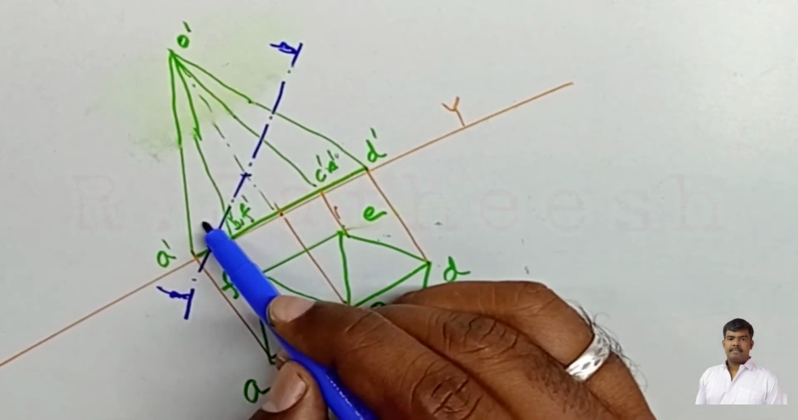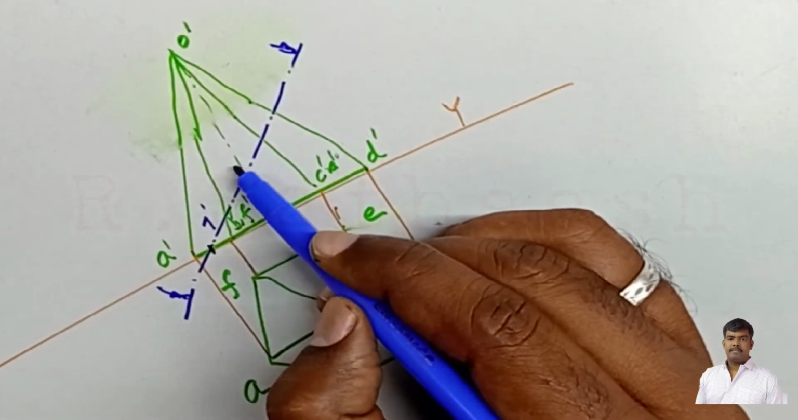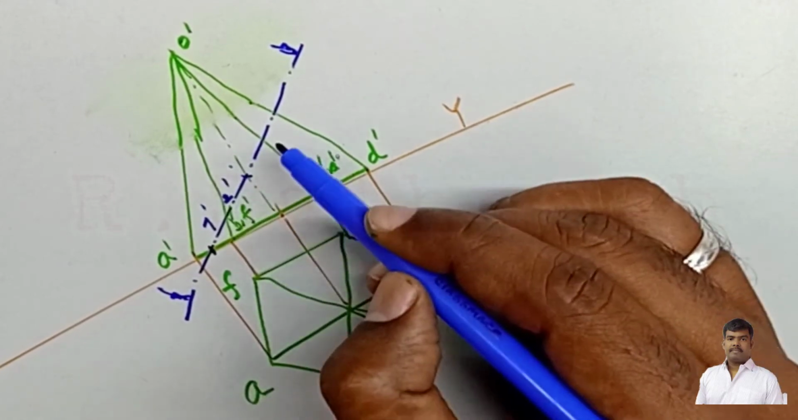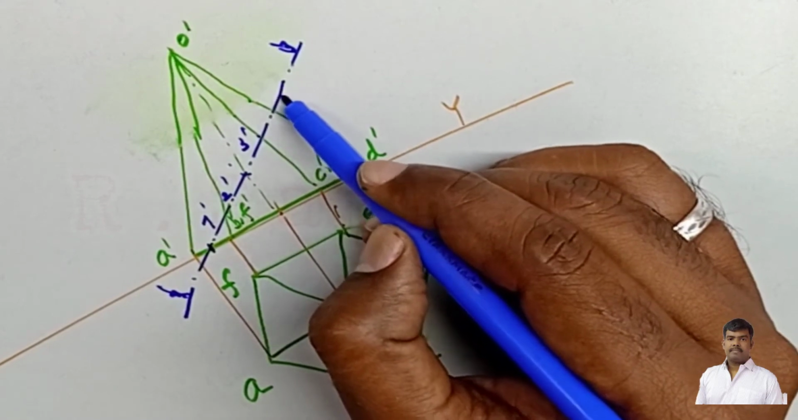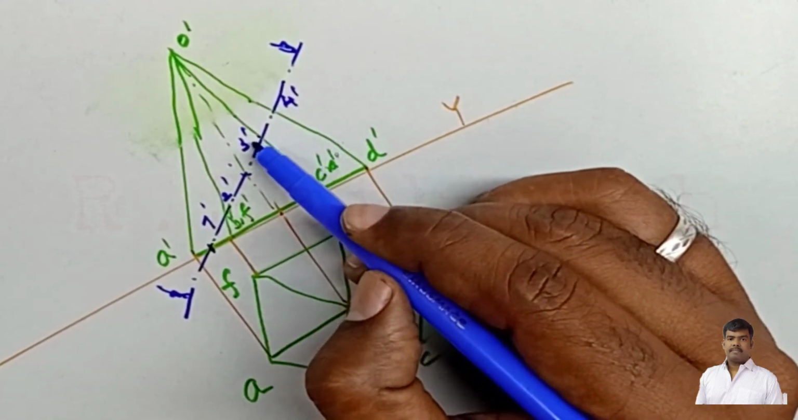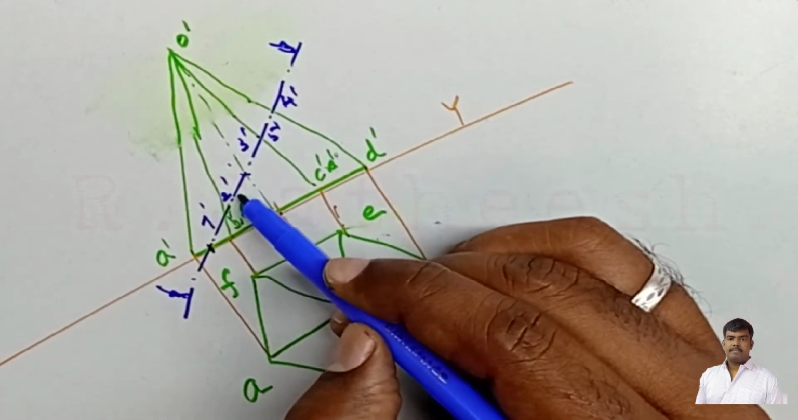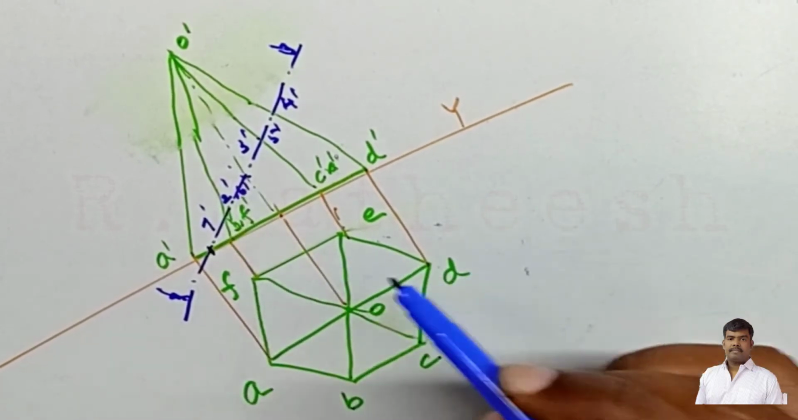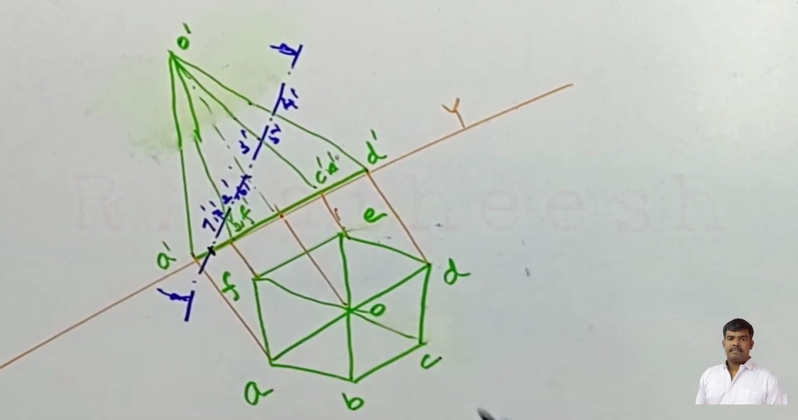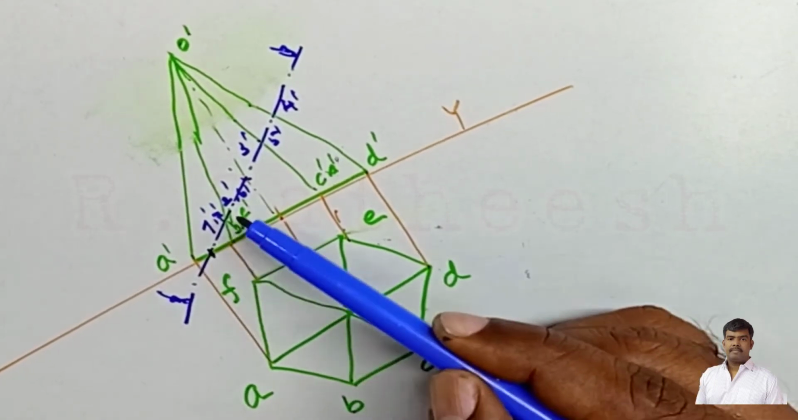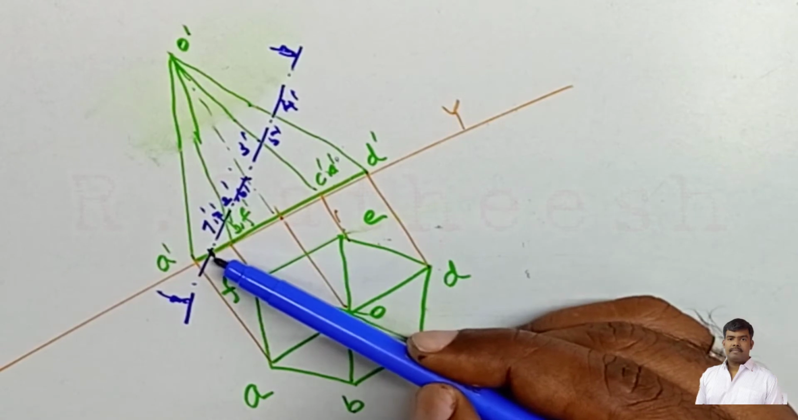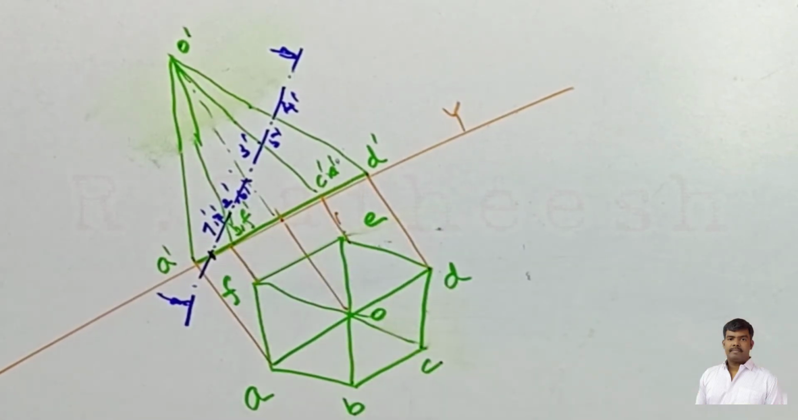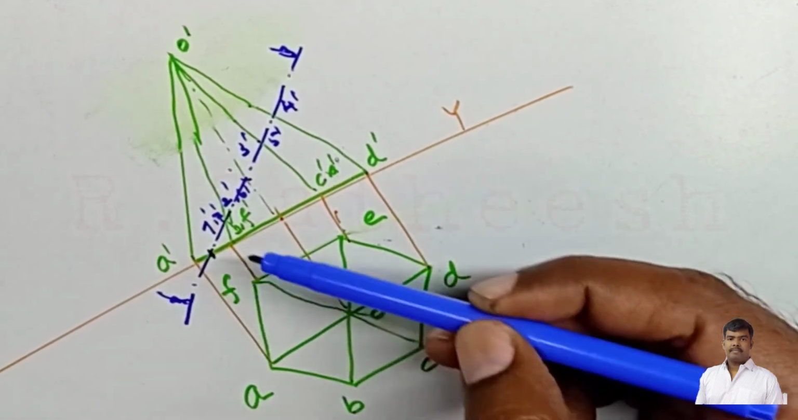So here 1 dash, this is 2 dash, this one 3 dash, it is 4 dash, and this is 3 comma 5 dash, 2 and 6 dash, and 1 and 7 dash. Clear? So 1, 2, 3, 4, 5, 6 and 7 here. After that we draw the projection line from here to here, like that.